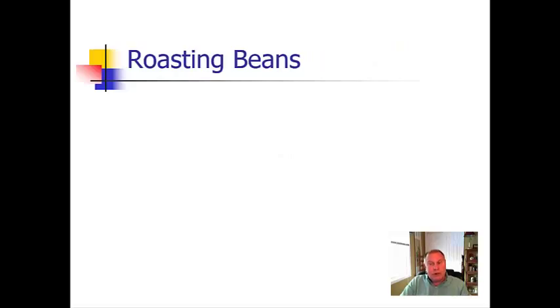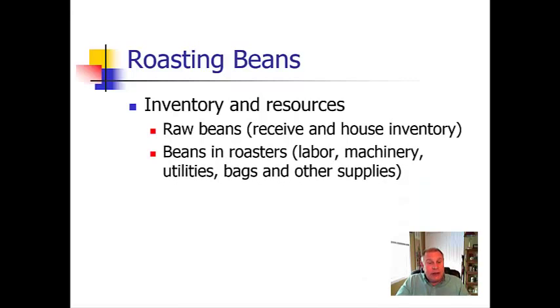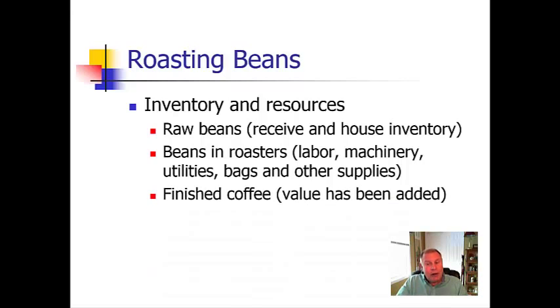Next step, roasting the beans. You need to have a process or an inventory and resources to be able to roast beans. So you need to have the beans themselves. You need somebody to receive them and put them in inventory, but then you need space to do that. There's a cost to that space. Then you need to roast the beans. So you need somebody to put them in the roaster, run the machinery, and you need utilities, bags, and other supplies. Then you have finished coffee.